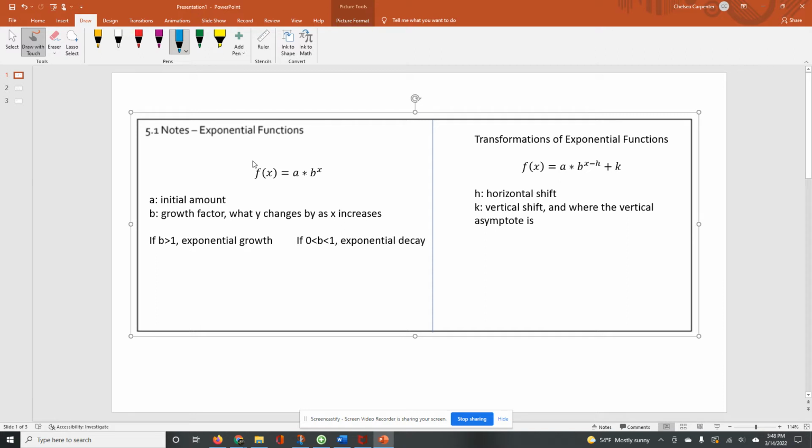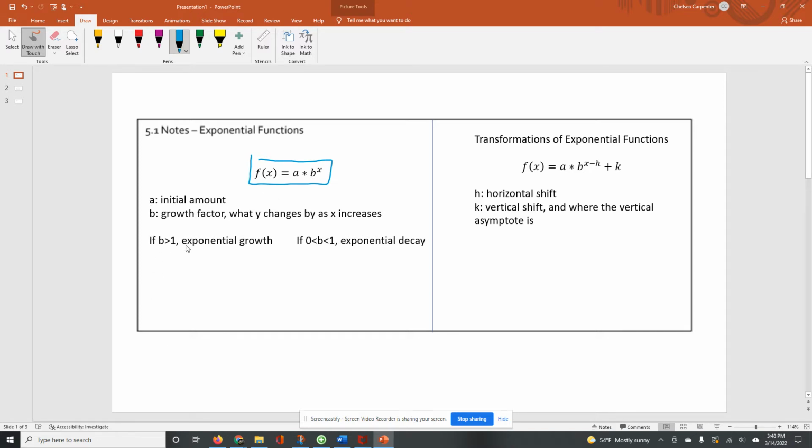The first part is our general form for an exponential function. We have some value a times some value b to the x power. So a is going to be our initial amount that we're starting with, and b is the growth factor. So what y changes by as x increases. So are we doubling the amount each time, or are we halving the amount each time? That's what b tells you, and a tells you what you started with.